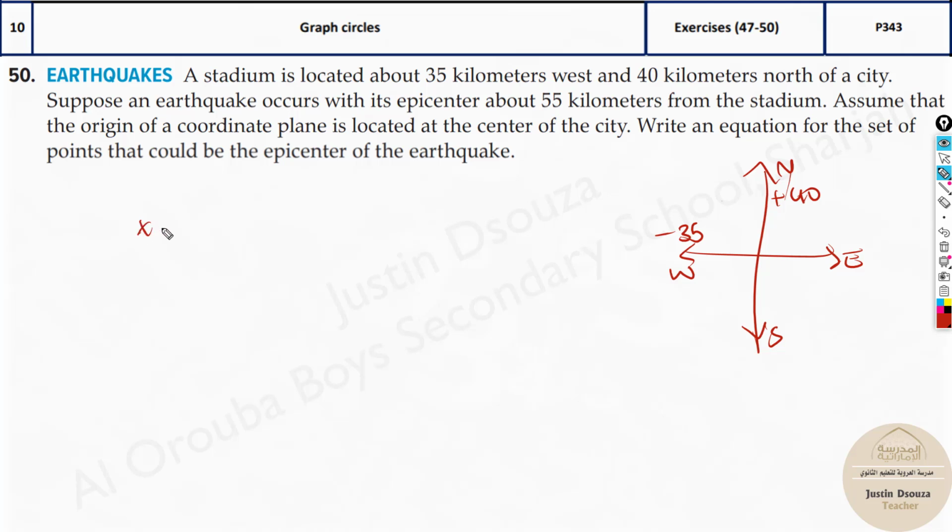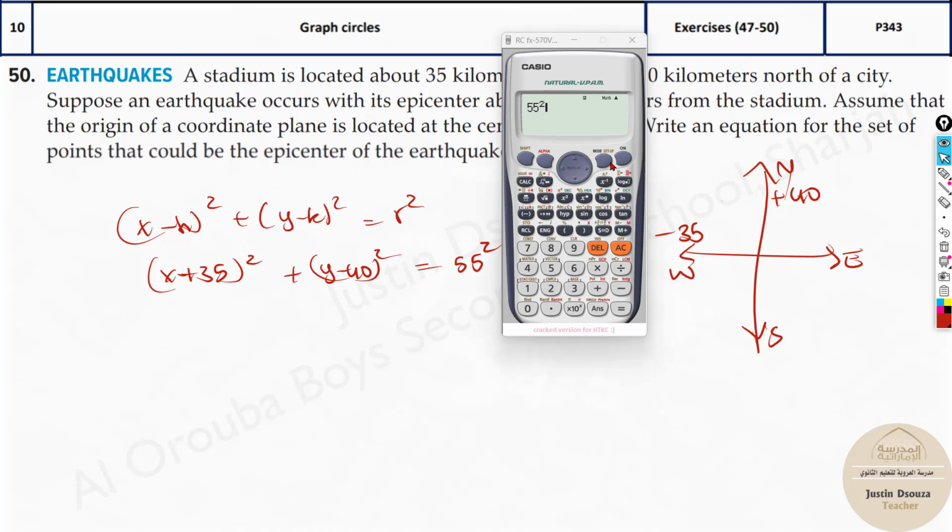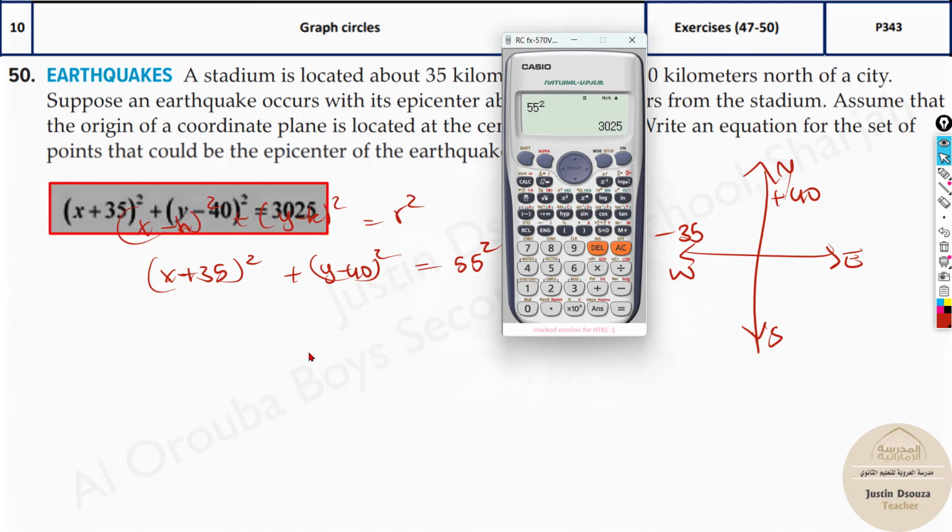So all you need to do is use the formula x minus h the whole square plus y minus k the whole square equals r square. So x minus, now over here it will be plus 35 whole square plus y minus 40 the whole square equals r square, which is over here 55 square. Just put it in the calculator, you will get the answer. The square of 55 is 3025, so that is the answer you can see over here.